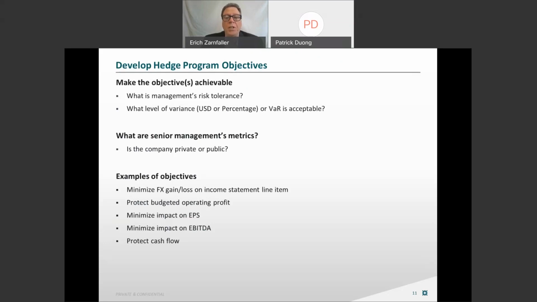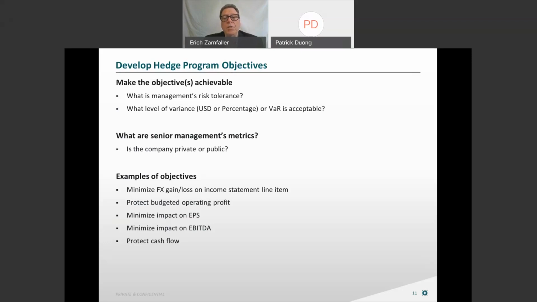EPS risk mitigation is frequently used as an objective for public companies and entails knowing and managing all exposures above the net income line. Some companies are in an industry that focuses on operating profit as a metric. Mitigating risk of EBITDA variance is a common objective for both private and public companies. Protecting cash flow is another objective for some companies in certain industries. This objective can also be important for companies with substantial long-term fixed contract business.